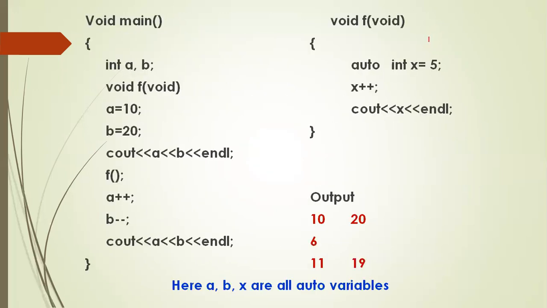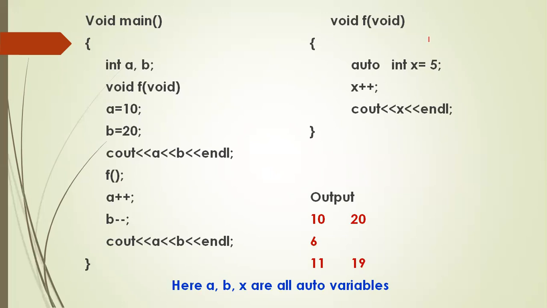Let us take one simple example illustrating automatic variable. void main, int a, b. So here inside the main function, I declared two variables of integer type called a and b, and I have not mentioned any storage classes. In that case, a and b are said to be of auto class.